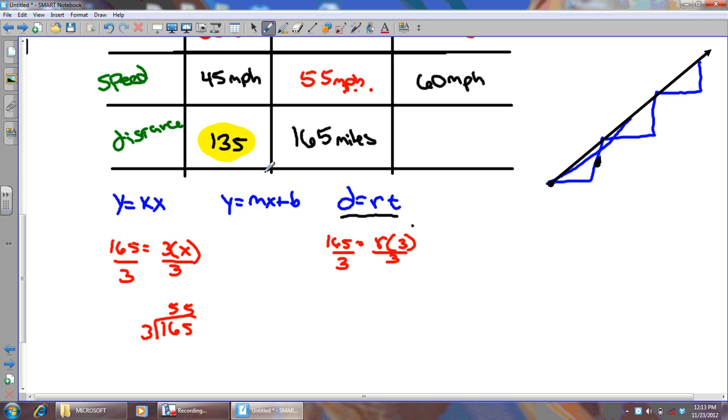Now, I know this last one, a lot of you will just kind of reason out. You'll say, hey, 60 miles the first hour, 120 miles the second hour, 180 miles the third hour, and you are absolutely correct. Just to prove that it works, we could do y equals 3 times 60. And 3 times 6 is 18. 3 times 60 is 180. And there you go. All right.